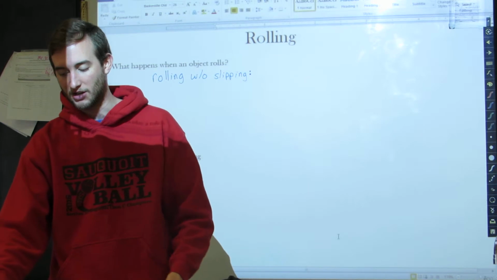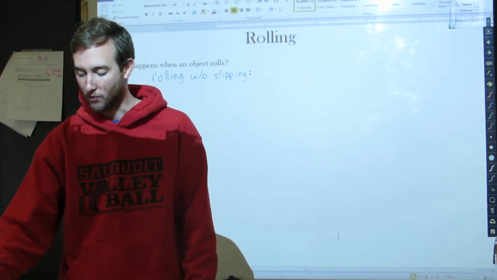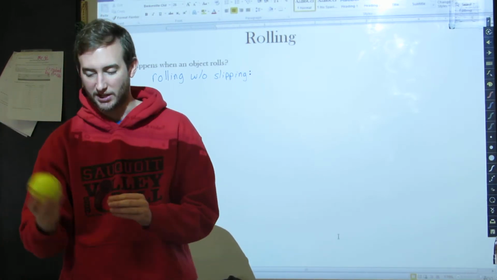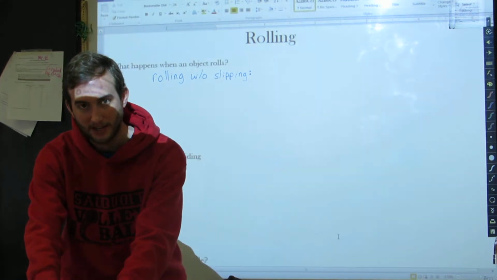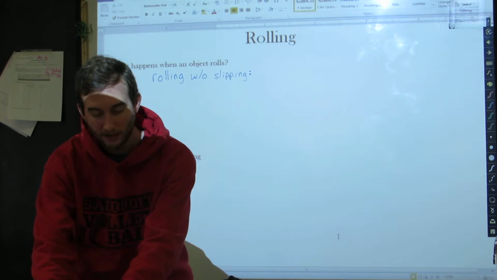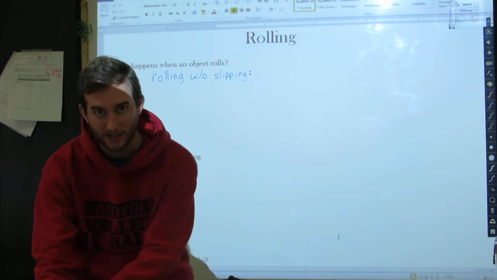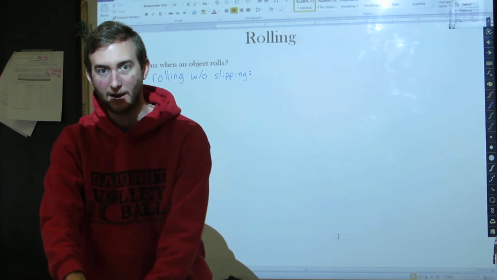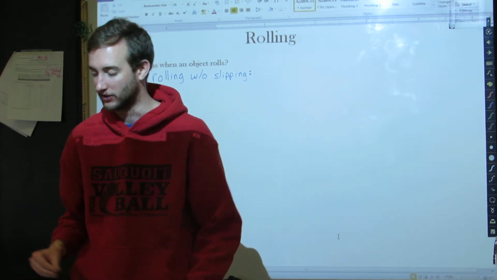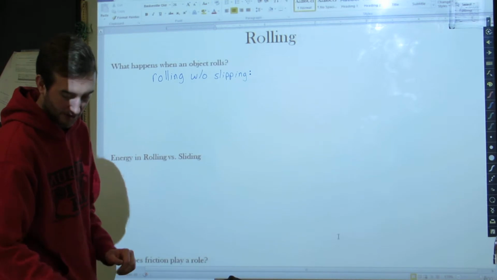What we focus on is rolling without slipping or skidding, where the contact point of the object that's rolling, when it is in contact with the surface, is momentarily at rest. It's not translating side to side. That one tiny point that's in contact is momentarily at rest relative to the surface. That's what we call rolling without slipping.